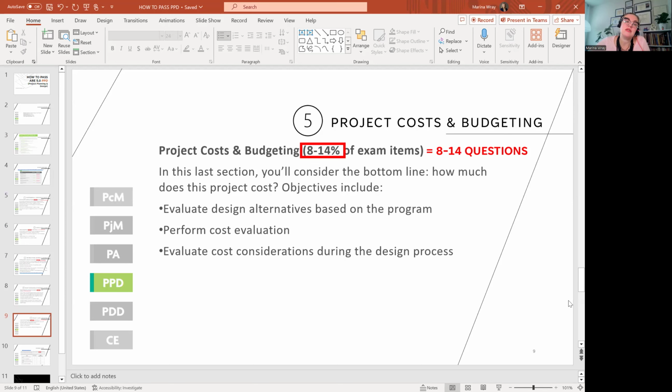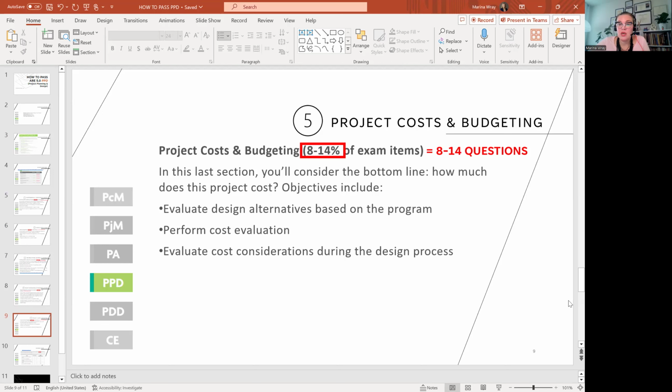The first one is you'll evaluate design alternatives based on the program. For example, if you did the estimate and you came up with a number and you communicated that number to the owner, and he's like, oh my gosh, this is 20% more than my budget. We cannot do that. I don't have money for that. So what you need to do, and remember that the architect does the redesigning for free, so we don't charge for that, is get back and reevaluate the systems.